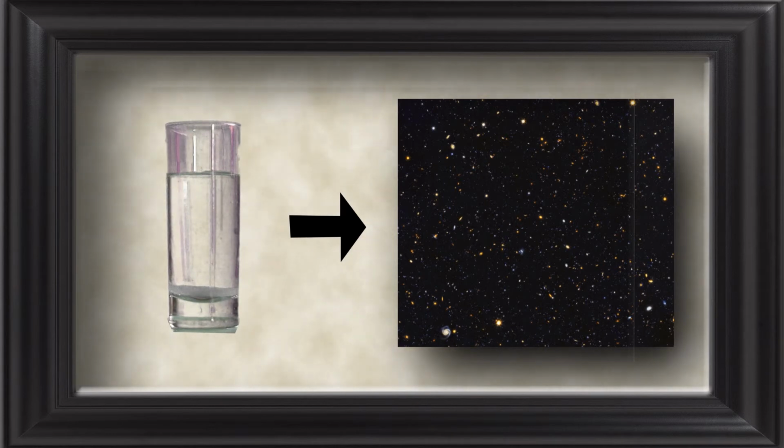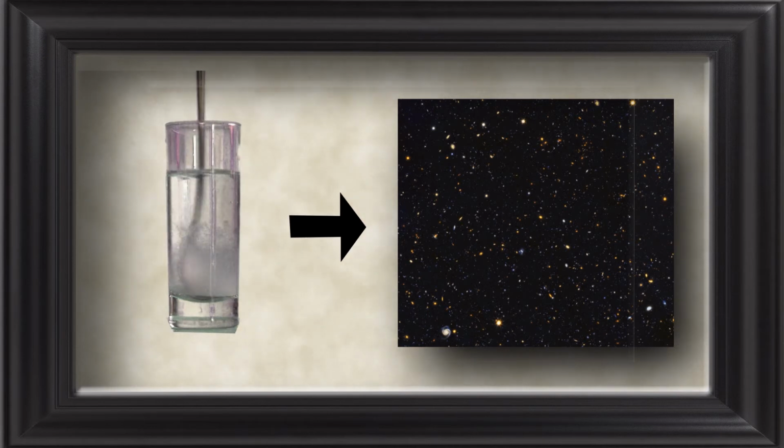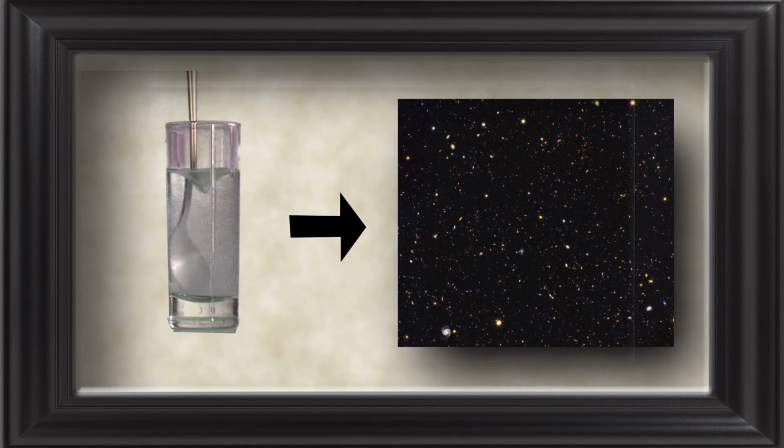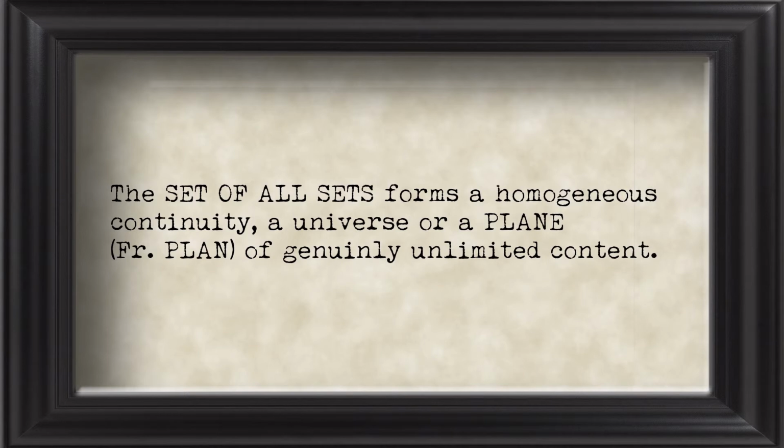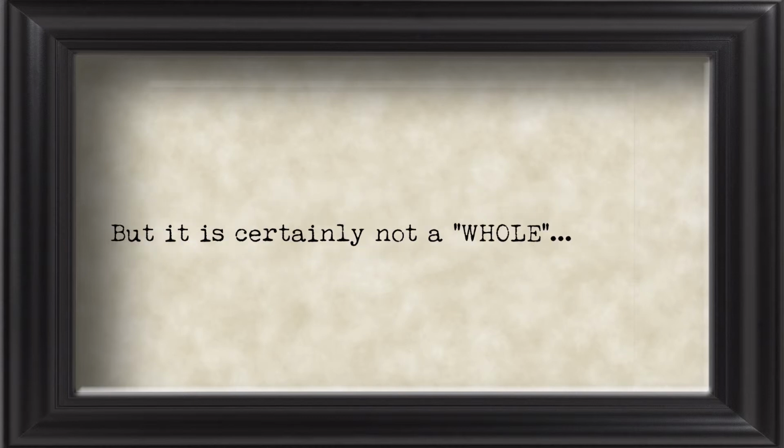When a set is framed, therefore seen, there is always a larger set, or another set with which the first forms a larger one, and which can in turn be seen, on condition that it gives rise to a new out-of-field, etc. The set of all these sets forms a homogeneous continuity, a universe or a plane of genuinely unlimited content. But it is certainly not a whole, although this plane or these larger and larger sets necessarily have an indirect relationship with the whole.